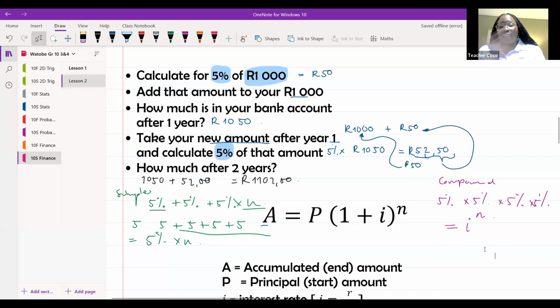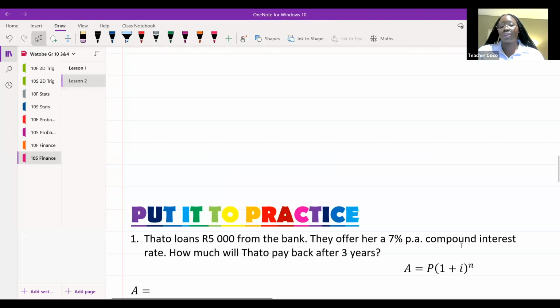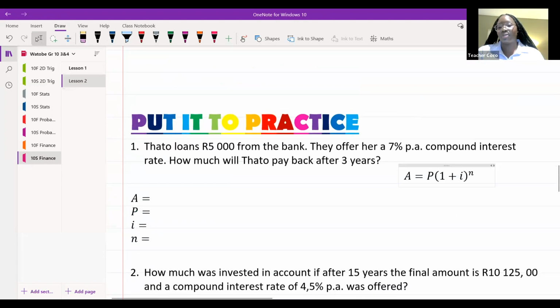Now, these A's, P's, and N's mean the exact same thing that Tiana explained to us in the first example. Nothing has changed. The only difference is that our years are now compounded dependent on what our interest rate is. All right, let's start with this first question over here.